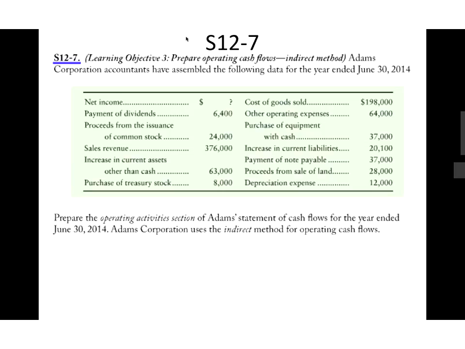We are only doing the first three learning objectives in this chapter, so we're only doing the indirect method of operating cash flows. The fourth learning objective in the chapter we're not covering. That's the direct method of statement of cash flows. So we're going to prepare the operating activity section of the statement of cash flows. So what we're given is a table of data. And the very first thing in the table says net income, and there's a big question mark there.